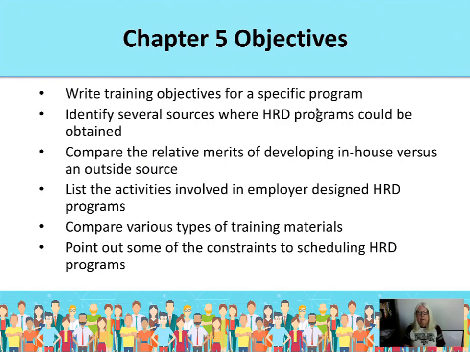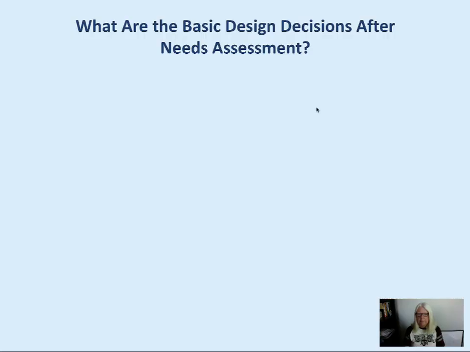So this week we'll be talking about writing training objectives. This will be an important part of this chapter. We'll identify sources where HRD programs can be obtained. We'll compare the merits of developing in-house versus outside source training. We'll talk about activities involved in employer design programs. We'll compare training materials and talk about some constraints in regard to scheduling programs.